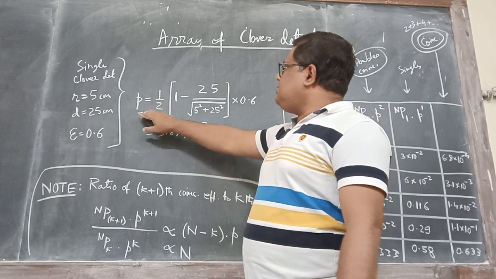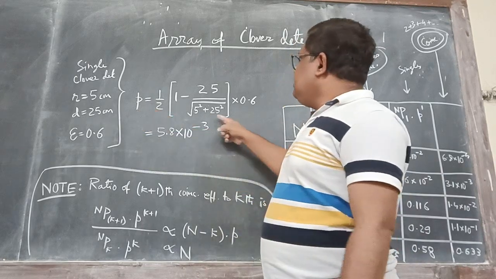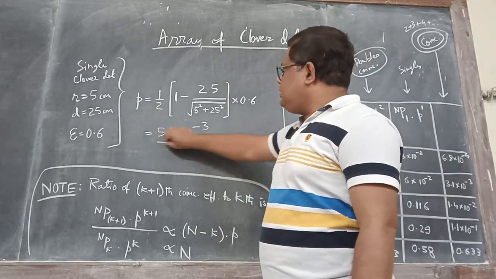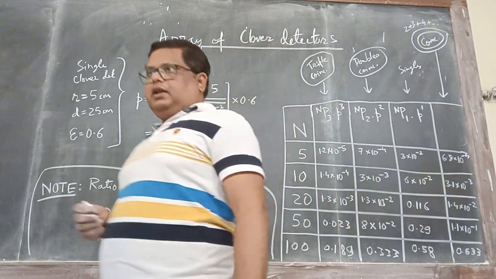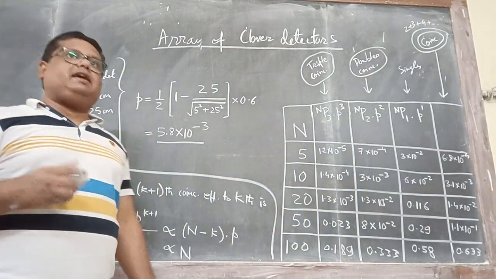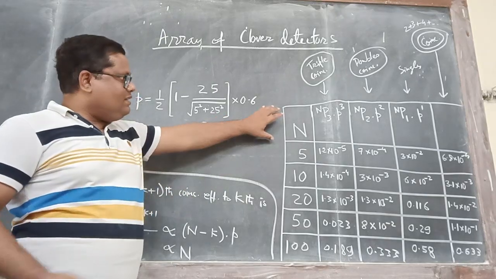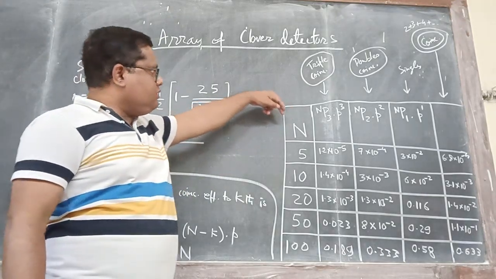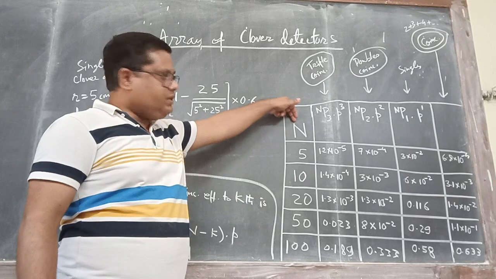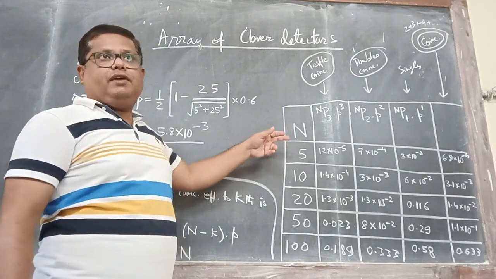Overall, the intrinsic efficiency, suppose this is 0.6 for the typing, just let us assume this value. Then using this you can calculate the value of P. Look over here, and this is what it comes out. Good. Let us now play with the array. So let us consider this table. You see, this is the number of detectors.